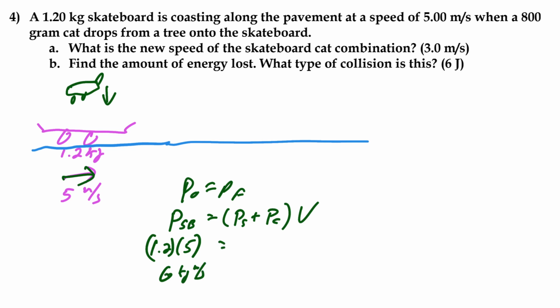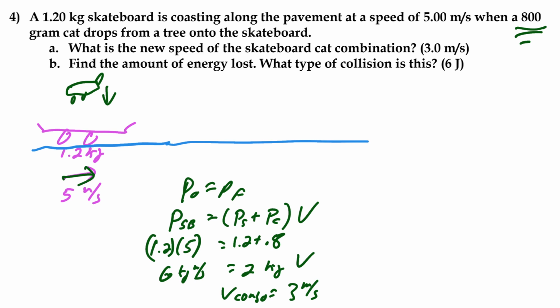And then afterwards, the skateboard plus the cat, right? So that's 1.2 plus the cat was what, 800 grams, so that's going to be 0.8 kilograms, or 2 kilograms times its velocity. So the velocity afterwards of the combo is going to be 3 meters per second.